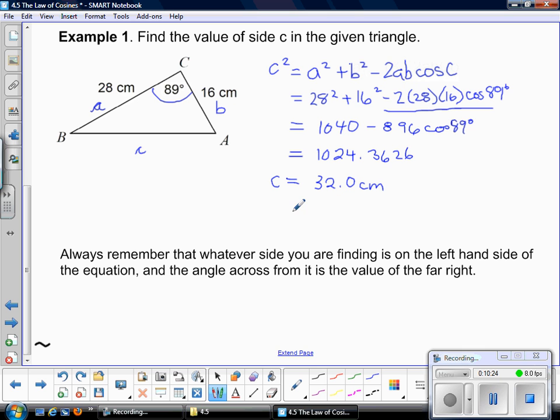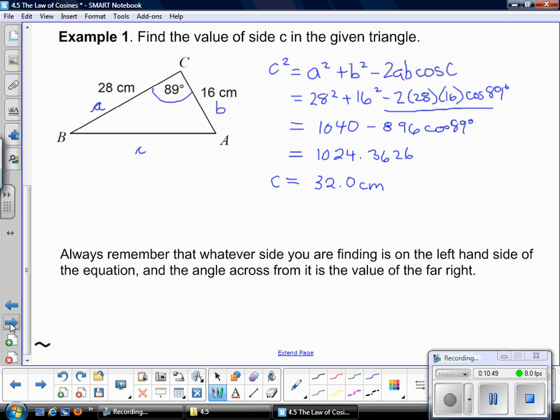So always remember that whatever side you are finding is on the left-hand side of the equation, and the angle across from it is the value on the far right. So if I'm finding C, I'm using cos of C. If I was finding A, I would use the cos of A. That's how I sometimes even write the formula down.